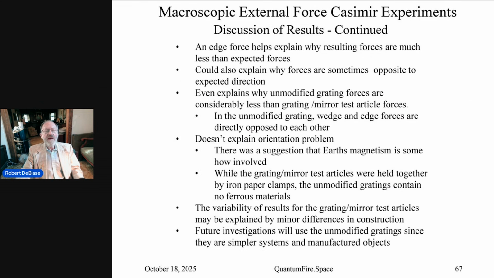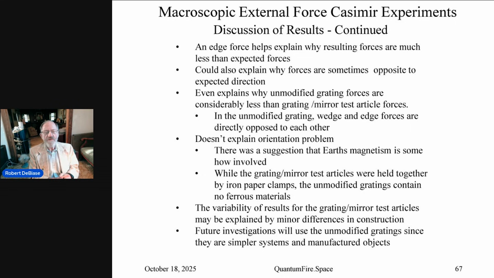All right, this edge force helps explain why the resulting forces are so much less than the expected. It also could explain why the forces are sometimes opposite to expected direction. Even explains why the unmodified grating forces are considerably less than the grating mirror test article forces. And the reason being, in the unmodified grating, the wedge and edge forces are directly opposed to each other. It doesn't explain the orientation problem.